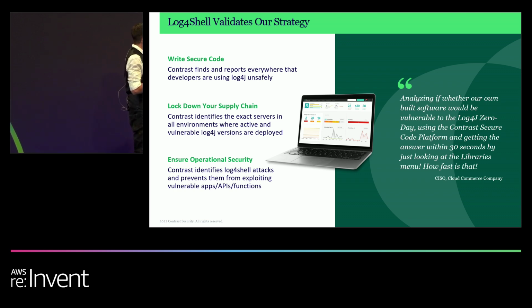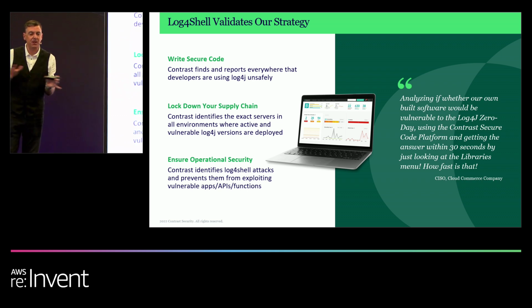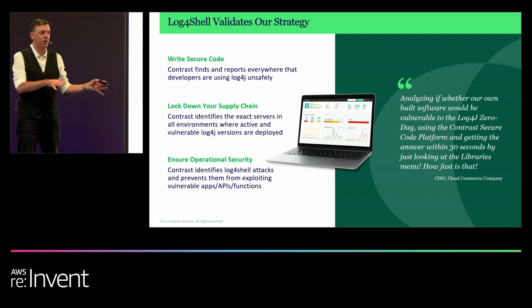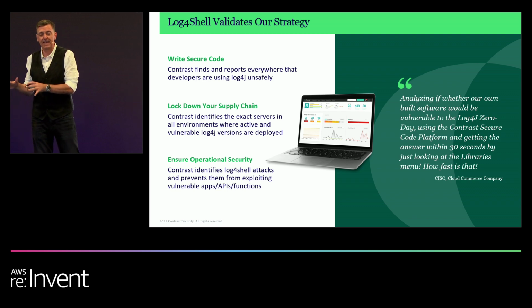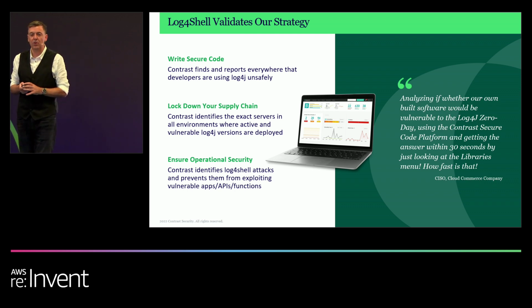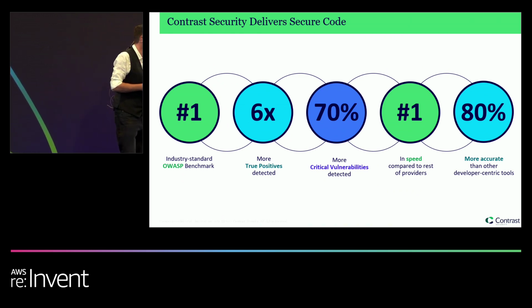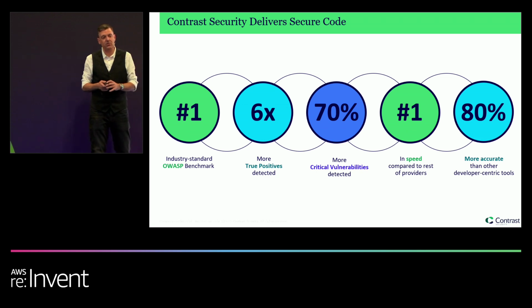This taught us a few lessons. One is, you need to be looking at the full supply chain. So not just the code that you write, but also the code that you're taking in. And you need to be able to look at those both together. And that's going to help you ensure your overall operational security. So with the Contrast Secure Code platform, one of the things we look at are what are called the OWASP vulnerabilities.